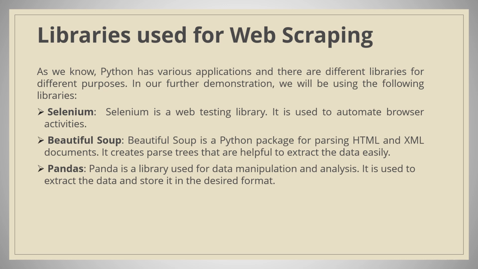Selenium. Selenium is a web testing library. It is used to automate browser activities. Beautiful Soup. Beautiful Soup is a package for parsing HTML and XML documents. It creates parse trees that are helpful to extract the data easily. Pandas. Pandas is a library used for data manipulation and analysis. It is used to extract the data and store it in the desired format.